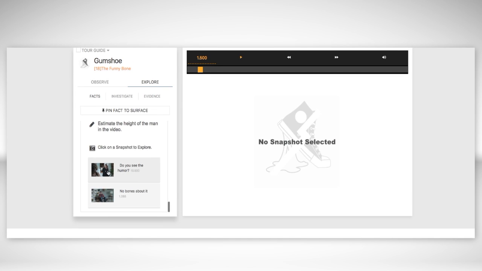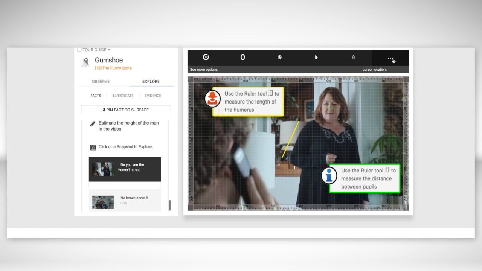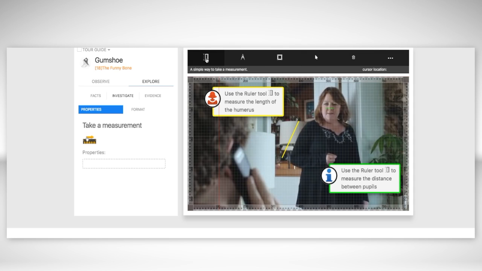When students activate a snapshot, they're taken from an observation mindset into an exploration mindset, and the toolbar above the video changes from being a video player into an exploration toolkit, where students are provided with a number of tools that they can use to take measurements, draw on the surface, and collect evidence as part of the investigation process.